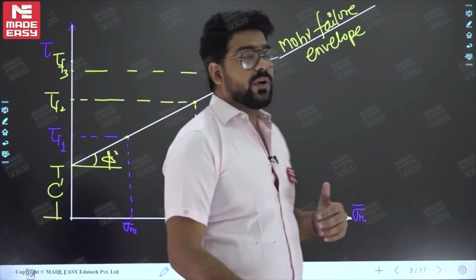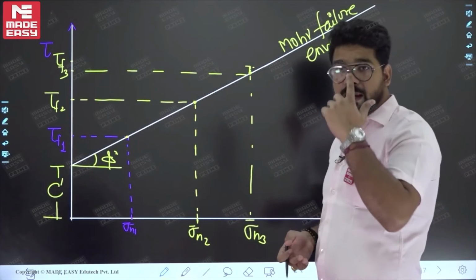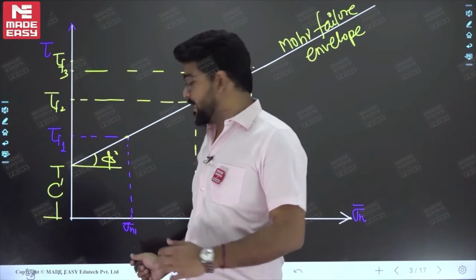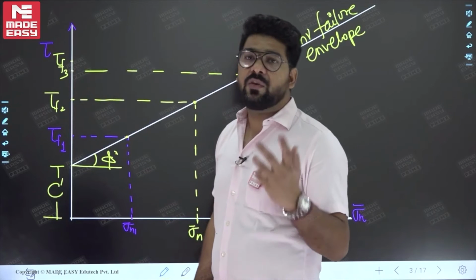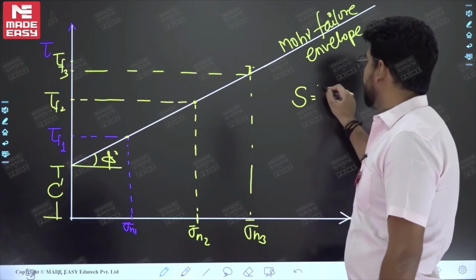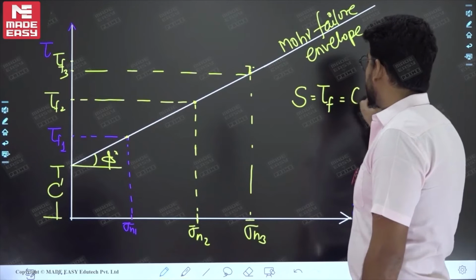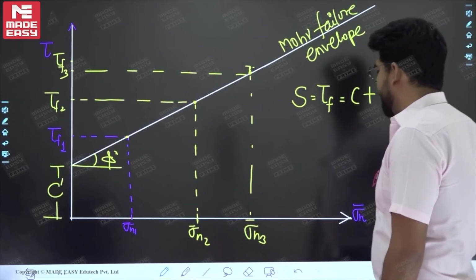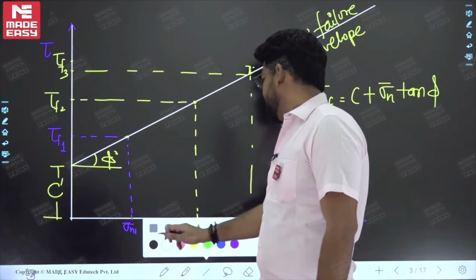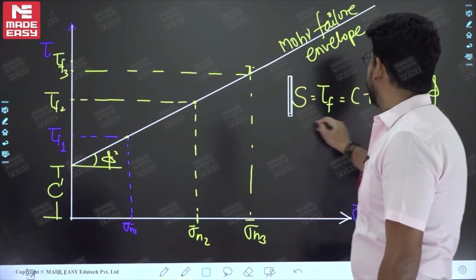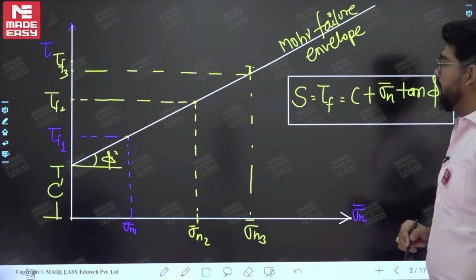But if you want to determine c and phi analytically, this tau f we are obtaining corresponding to this sigma n. This tau f is the shear strength. So hence we can say this S is equivalent to tau f, and tau f is equal to c plus sigma n bar tan phi. And hence this relation will be applicable over here.